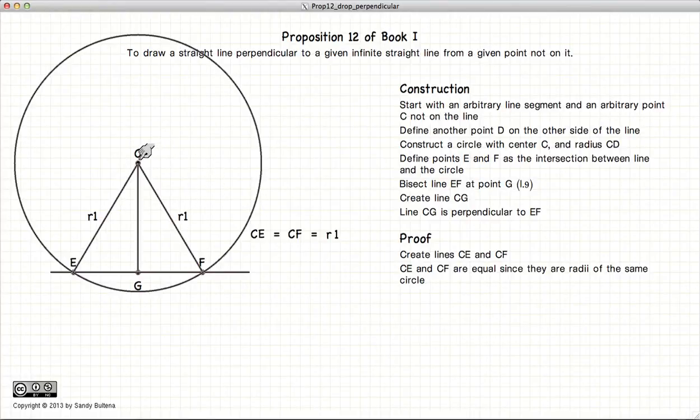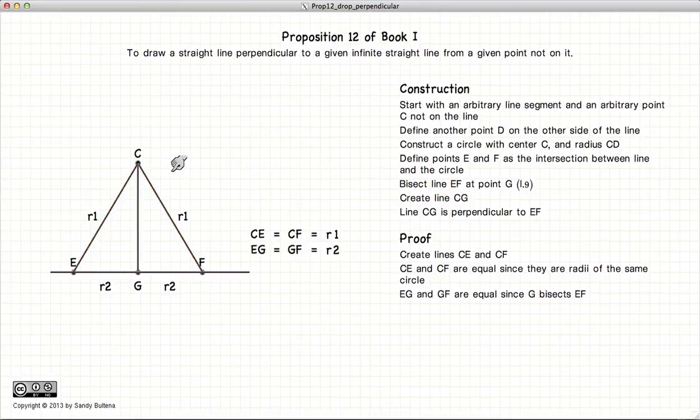First, if we look at the lines CE and CF, they are equal in length because they are the radii of the same circle. EG and GF are equal since we have just bisected EF.